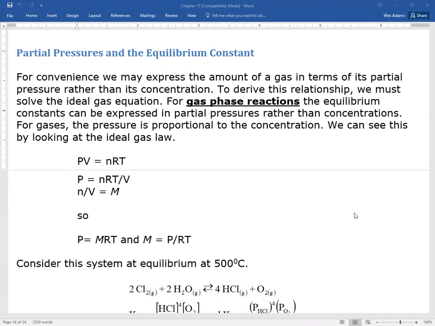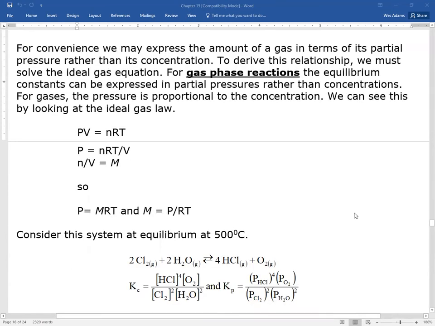If you solve for P, P is equal to nRT divided by V. Now, n divided by V, if V is in liters, is molarity. So you can say that pressure is equal to molarity times RT, or molarity is equal to pressure divided by RT, which will allow us to convert from a Kc to a Kp. But there'd be a function of 1 over RT and all of the exponents that you have to work with.